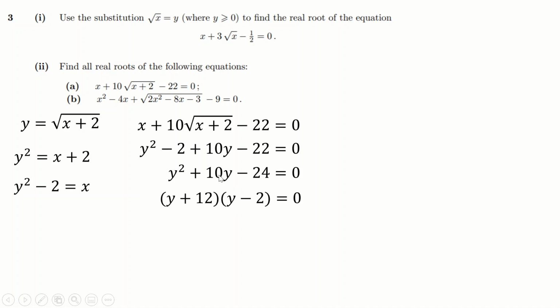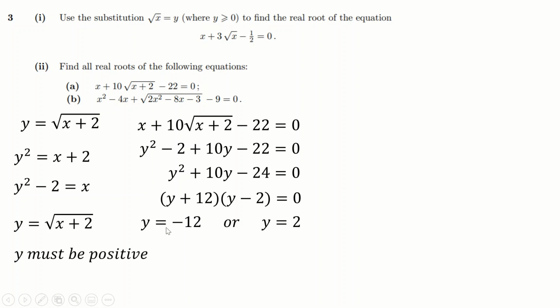Because those 2 add up to 10 and they multiply to make minus 24, which means y is minus 12 or y is 2. Except remember, because of this substitution that I made, y is positive. So this doesn't work, only this. That's okay, I can put that into there. I can say 2 is root x plus 2 because I've just found y to be 2. Square both sides, take away 2, and you get x as 2.